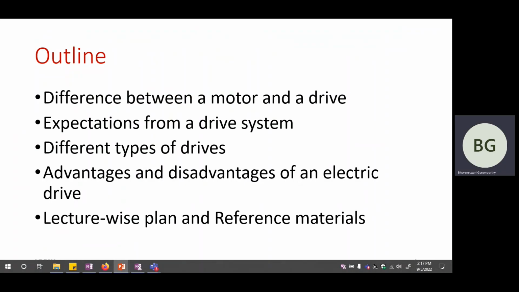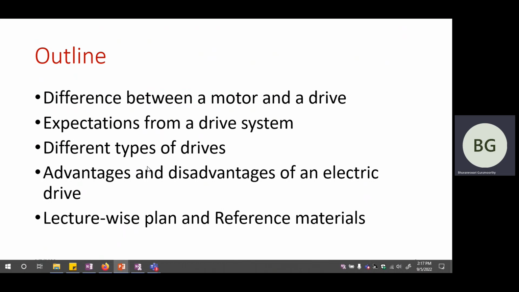So the outline of my first introductory lecture is going to be somewhat like this. I'll first highlight the difference between a motor and a drive. Then, what does a consumer expect from a drive system? What is expected of a drive system? That's what I'm going to explain next.